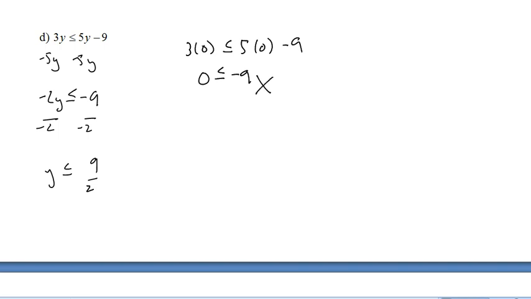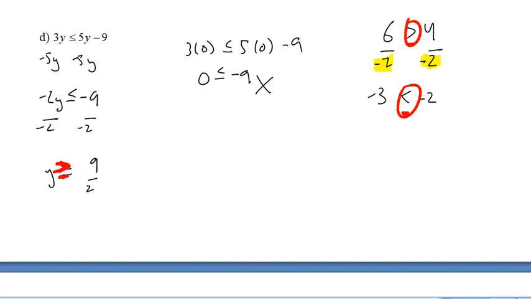So what's going on? Okay, well, let's have a look over here on the far right. Let's say I've got 6 is greater than 4. And let's say I divide both sides of that by negative 2. So I ended up with negative 3 on that side, and I ended up with negative 2 on that side. Well, negative 2 is greater than negative 3. So anytime we multiply or divide both sides of an inequality by a negative, our sign is going to switch. So over here, that's going to have to be y is greater than or equal to 9 over 2.